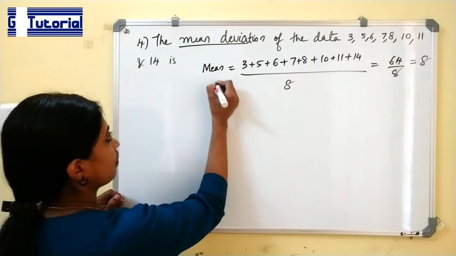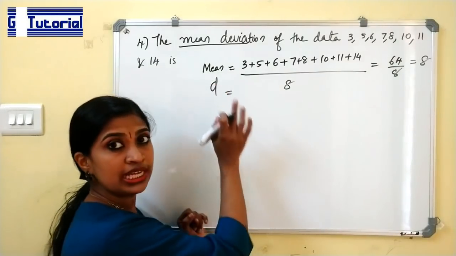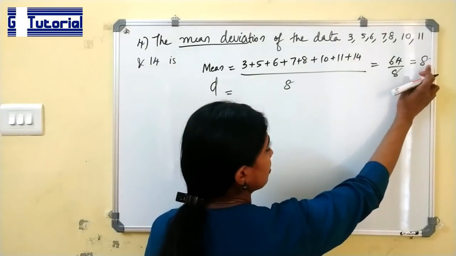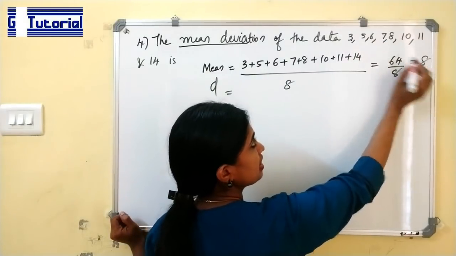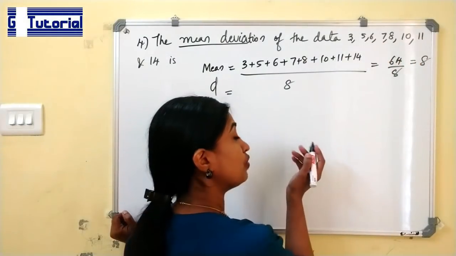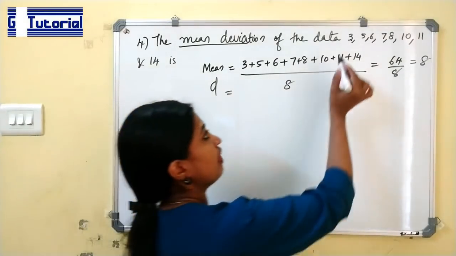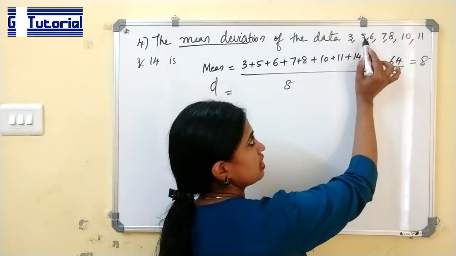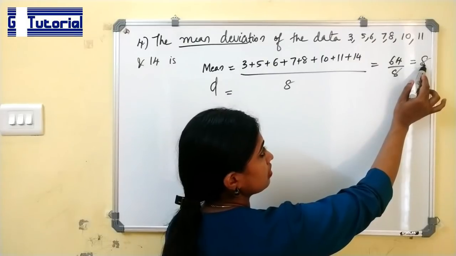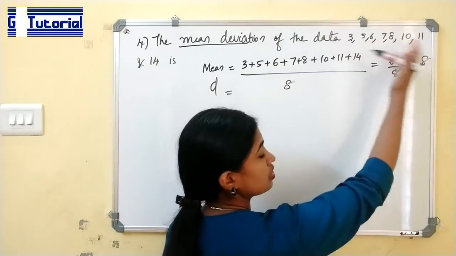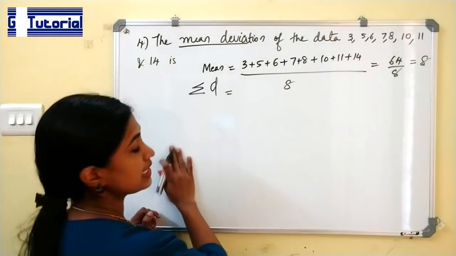Next thing is we have to find the deviation. Deviation is the change of each value from the mean. That is, first deviation of 3 from mean 8 is 3 minus 8, which is minus 5. We have to take the mode of that value. So 5 is the deviation of the value 3 from the mean. Next is deviation of 5 from 8 is 3, and so on.